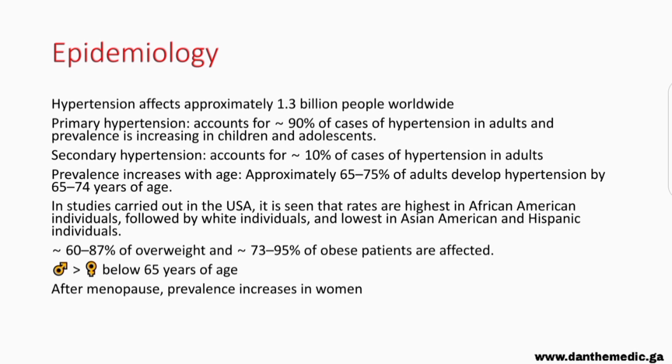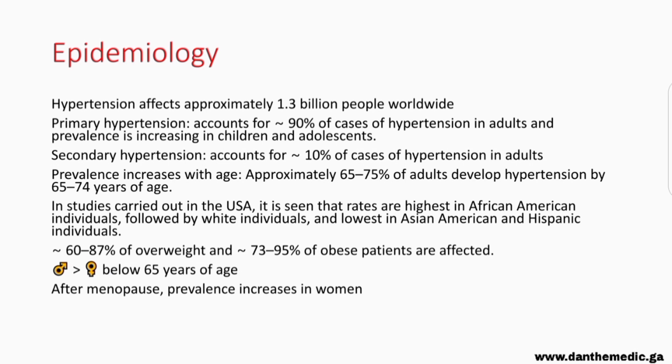Now, the reasons for this are not entirely understood, but there's a theory that states that the psychosocial, environmental, and also some related behavioral factors are considered to be responsible for the higher prevalence in African Americans. Approximately 60 to 87% of overweight and approximately 73 to 95% of obese patients are affected by hypertension.